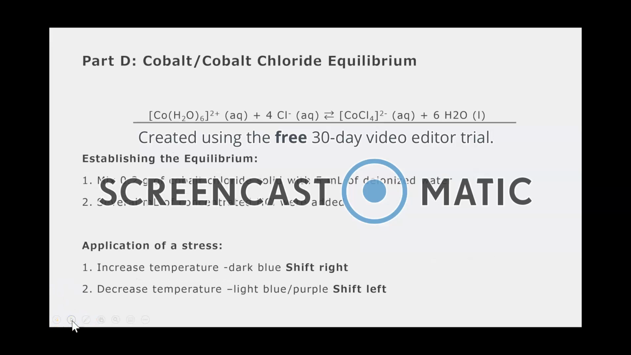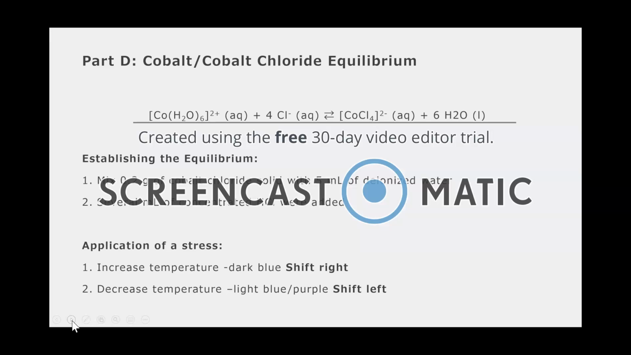Part D is cobalt chloride equilibrium. The balanced equation was Co(H2O)6 2+ plus 4 Cl- in equilibrium with CoCl4 2- plus 6 H2O. To establish the equilibrium, 2.2 grams of cobalt chloride was mixed with 5 milliliters of deionized water. This was a light pink color. Next, several milliliters of concentrated HCl were added, and this had a dark blue color.